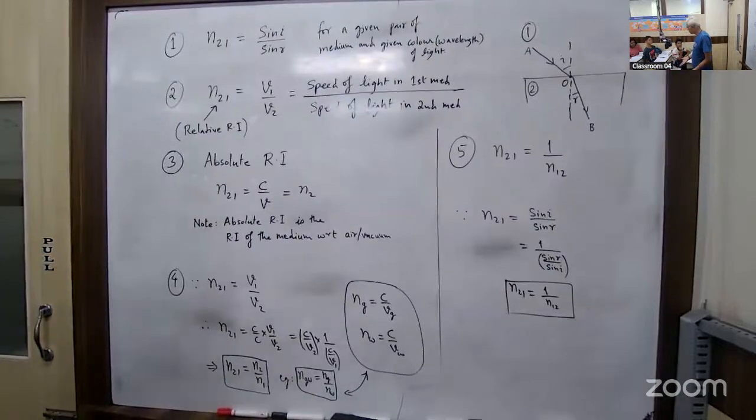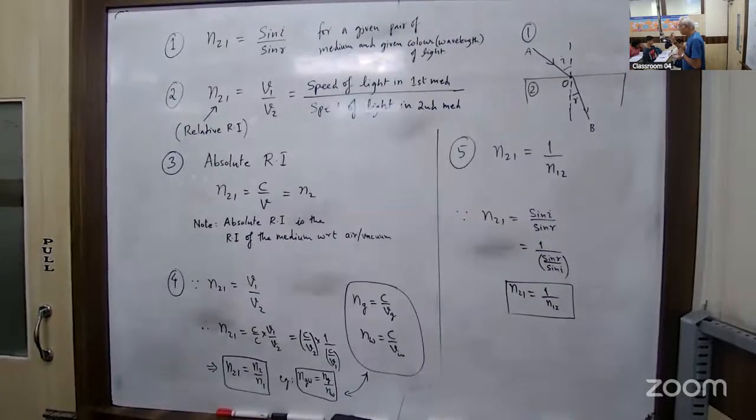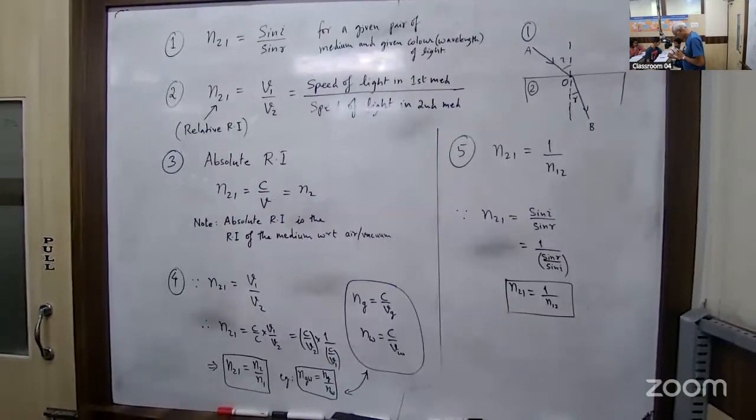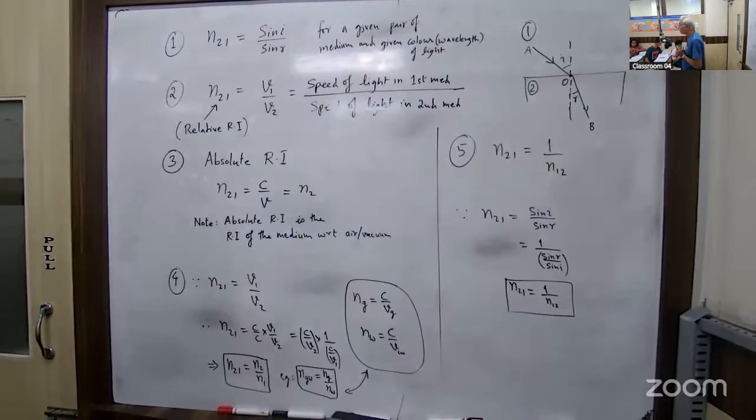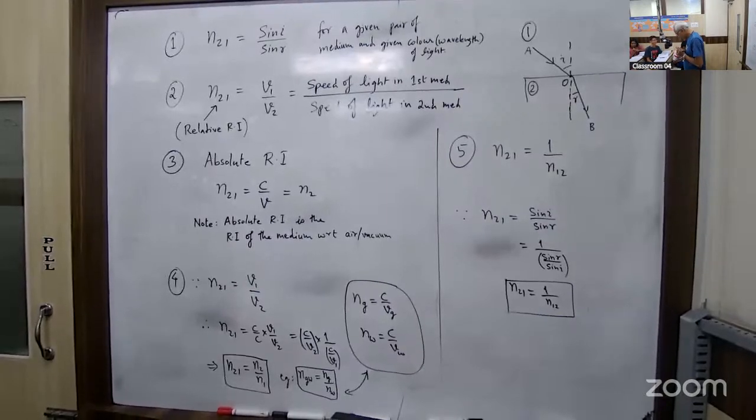Optically rarer to denser, we discussed that also. Okay, now read the next one. From air to glass, having a refractive index of 1.5. But the speed of light in the glass, the speed of light in that case is 3 into 10 raised to power 8 meter per second.